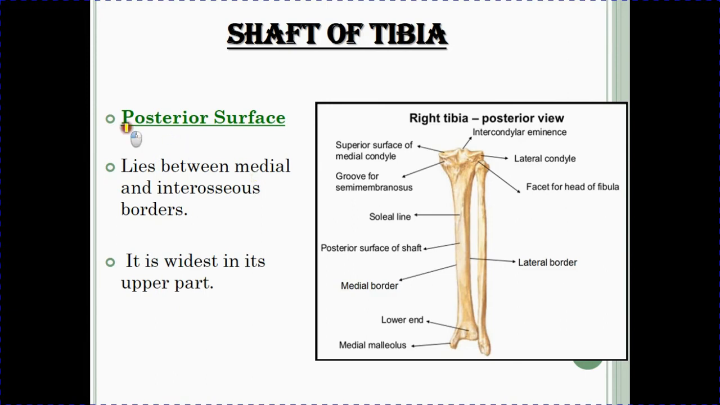The last one is the posterior surface, and the posterior surface is present between the medial border and the interosseous border. When you look at the posterior view of the tibia, you will find the surface present between the medial border and the lateral border. This whole surface is called the posterior surface of the shaft of the tibia. The posterior surface is widest in its upper part.